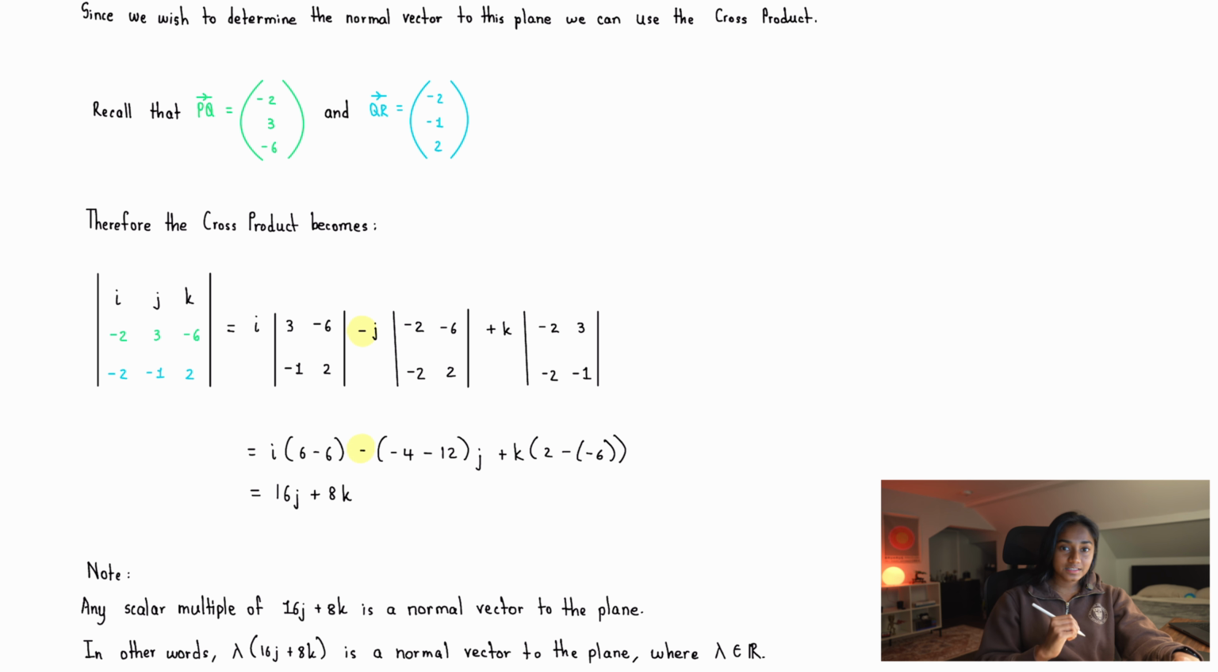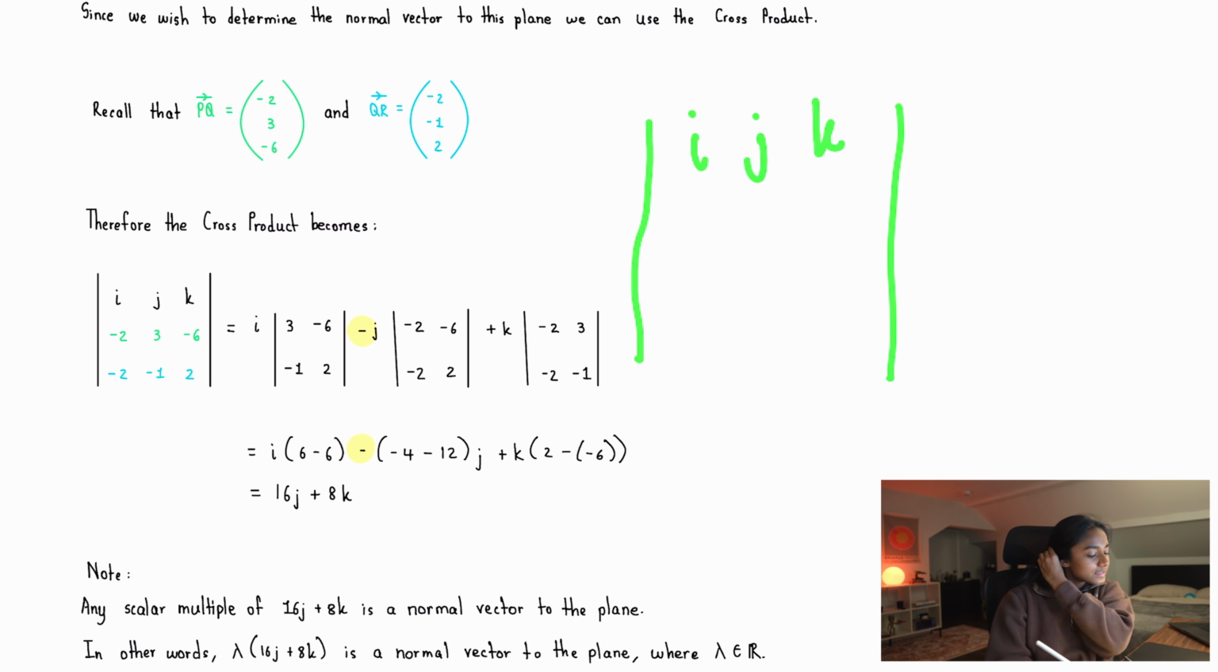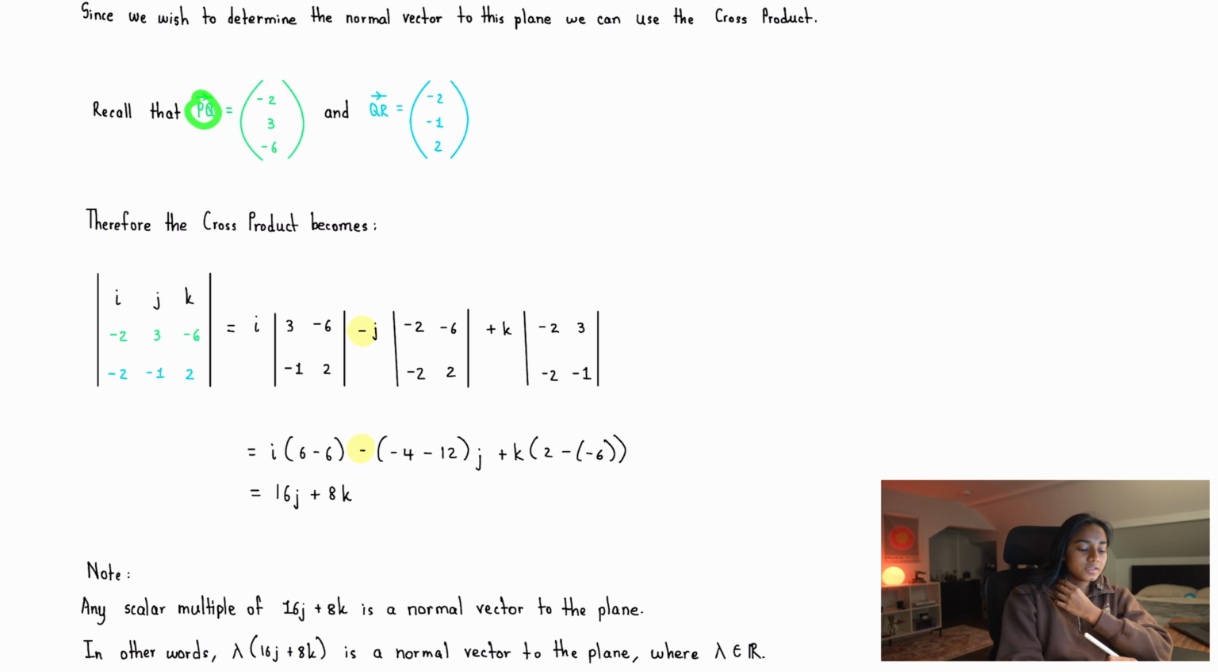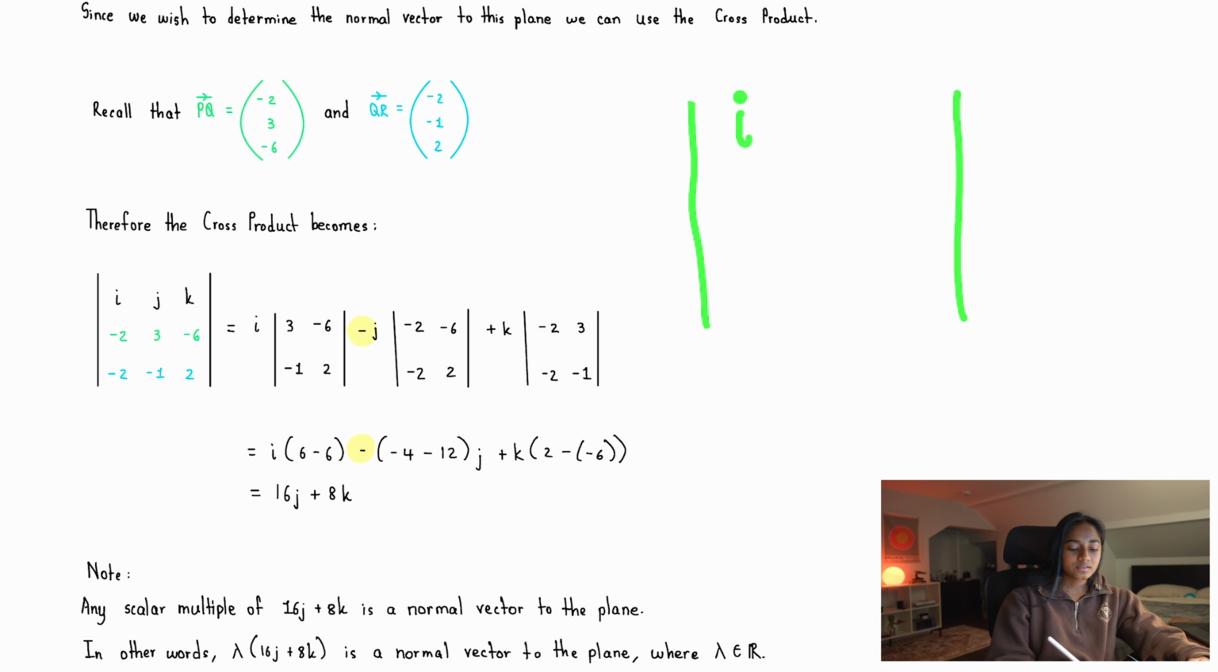Okay, so the first thing that we're going to do is create a 3x3, starting with I, J, and K. We see that we have the component forms for PQ and QR. PQ is minus 2, 3, minus 6, and QR is minus 2, minus 1, 2. So again, we start with I, J, and K, and let's start with PQ.